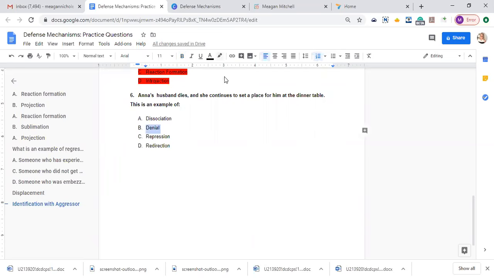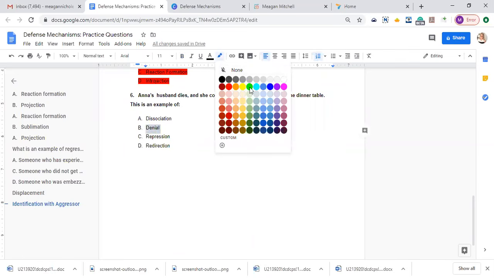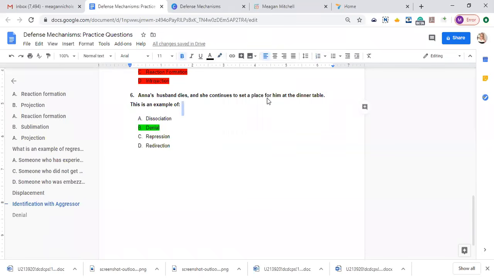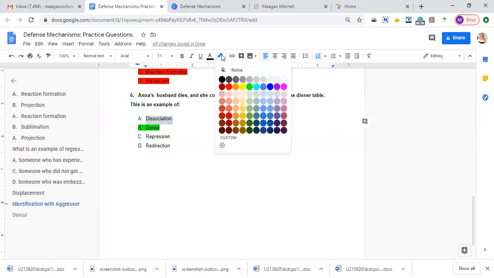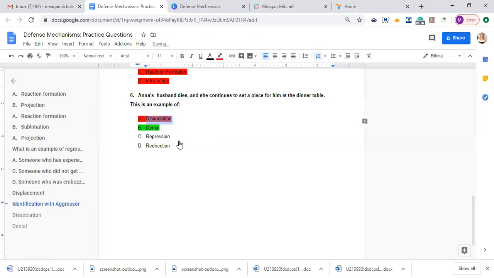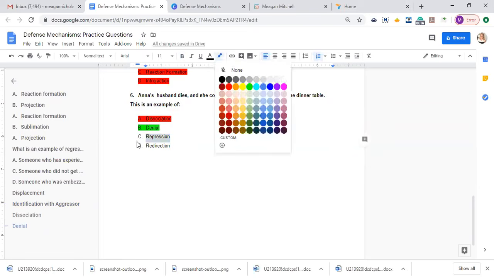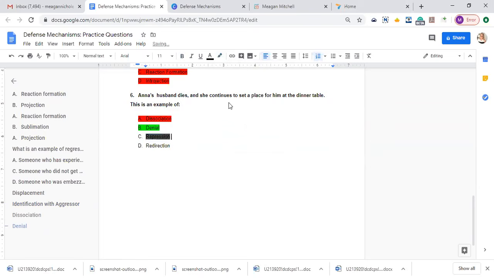She's denying that the death of her husband happened by still including him or trying to include him in family dinners or something like that. She's not dissociating. She's not breaking off from reality. So we can get rid of that. She's not repressing. And she's not redirecting. So the best answer here would be denial.